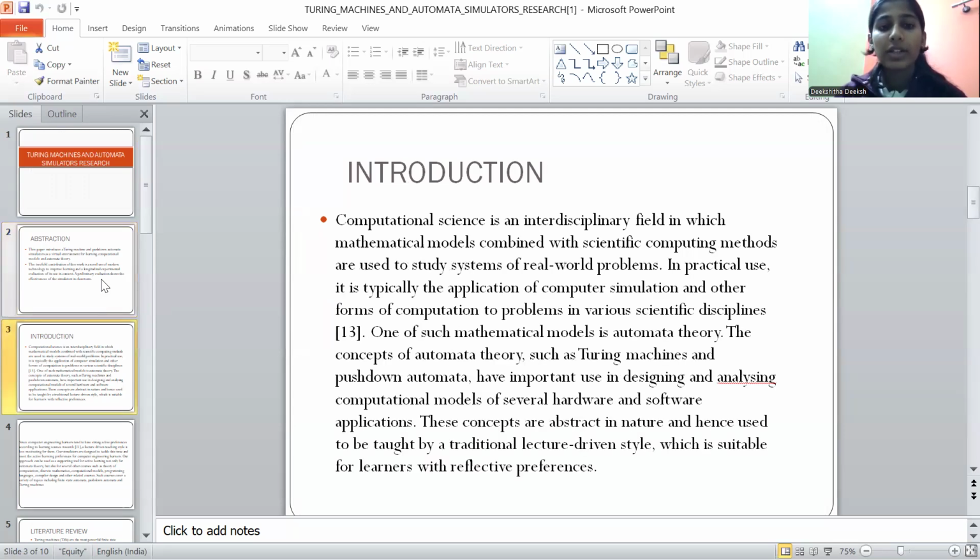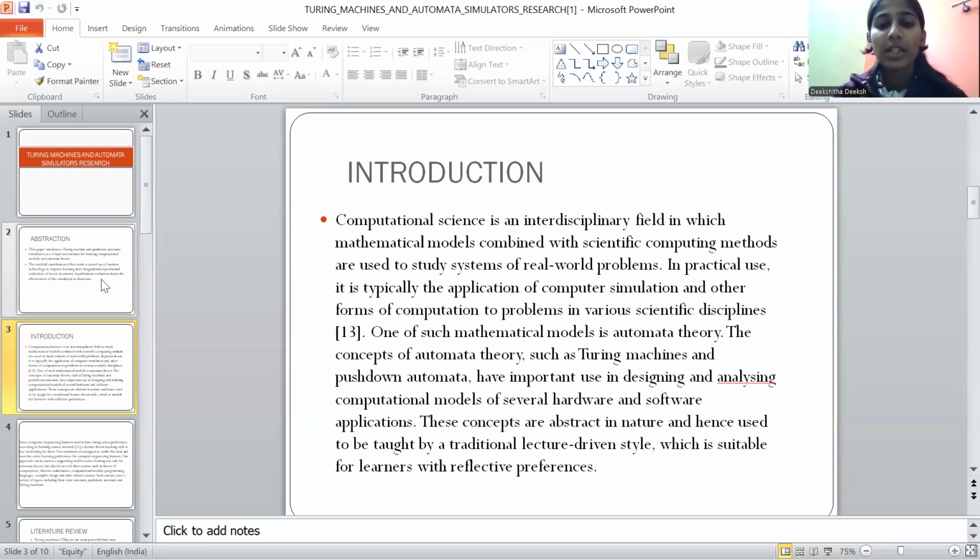Now let us discuss the introduction. Computational science is an interdisciplinary field in which mathematical models combined with scientific computing methods are used to study systems of real world problems. In practice, it is typically the application of computer simulation and other forms of computation to problems in various scientific disciplines. One such mathematical model is automata theory.